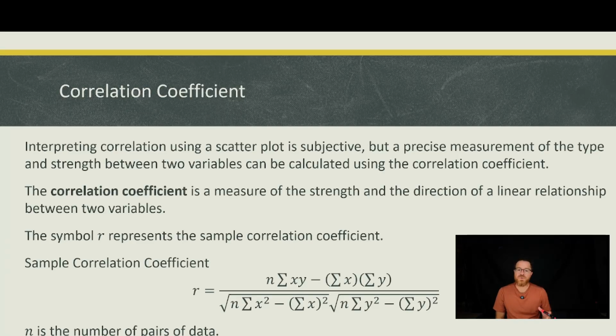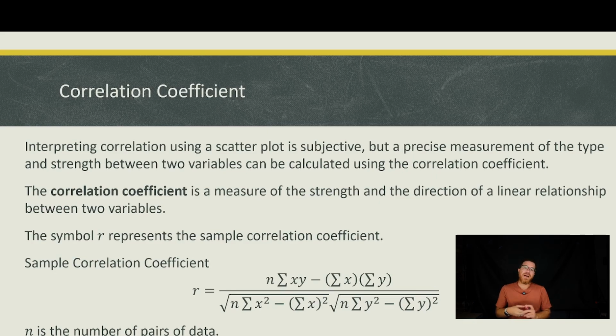Interpreting correlation using a scatter plot is subjective, but there is actually a method we can use to get a precise measurement of the type and strength of our correlation. As we looked at previously, looking at a scatter plot and trying to determine what the best fit line would be was, again, subjective. It might be pretty obvious if it's positive or negative, but you're not really sure how strong or weak that correlation is.